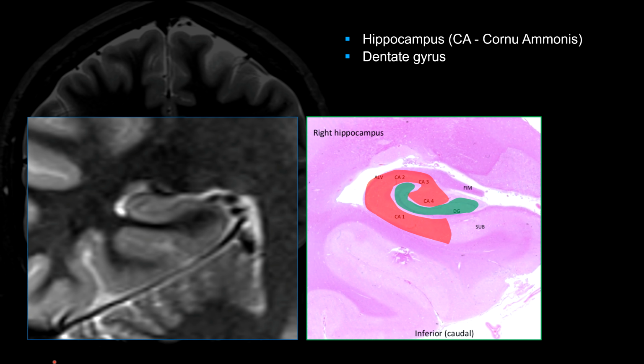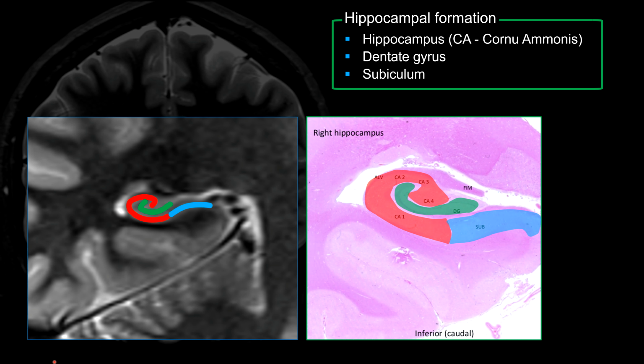Medial to that, or underneath that, you have another C-shaped structure that is the dentate gyrus. Together on MRI, you can see that they look like interlocking Cs, and that is the internal architecture that you're looking for when you do an inspection. Next to that, you have a region called the subiculum, sort of a transitional zone. Together, all these structures form the hippocampal formation.